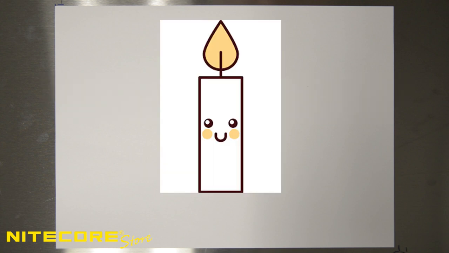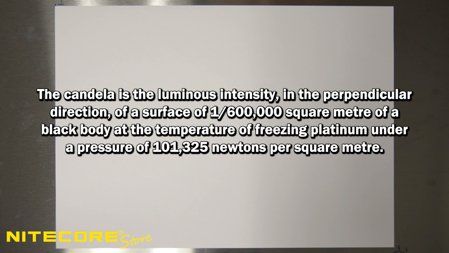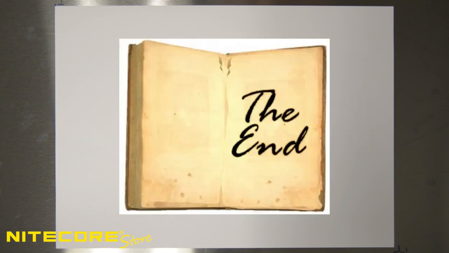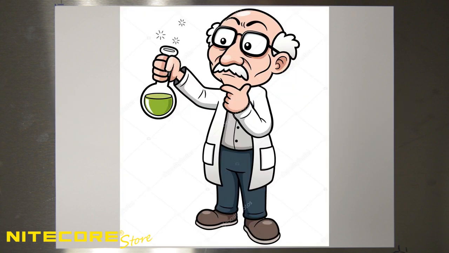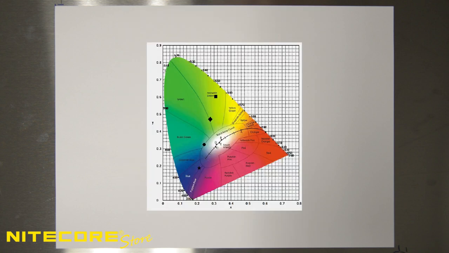Thus, candela was born. A candela is the luminous intensity in the perpendicular direction of a surface 1/600,000th square meter of black body at the temperature of freezing platinum under a pressure of 101,325 newtons per square meter. But that is not the end of the story. For what are scientists if not the most fastidious of characters? They were not satisfied with the fluctuations of the Planck radiator effect at high temperatures.